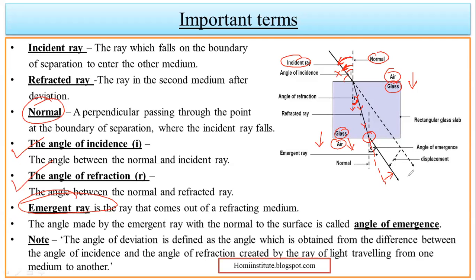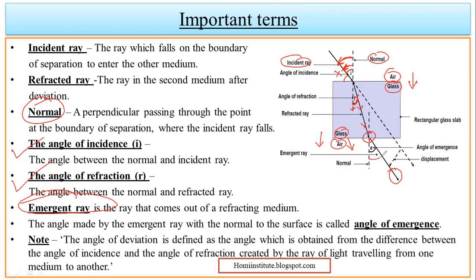So this bending of the light ray will again show us refraction of light, and this light ray which now bent over there will be called the emergent ray. The ray which comes out after the refraction took place for the second time through the medium is called the emergent ray.